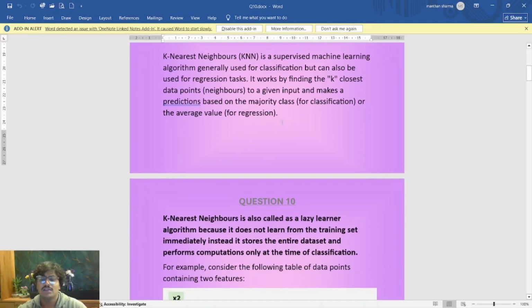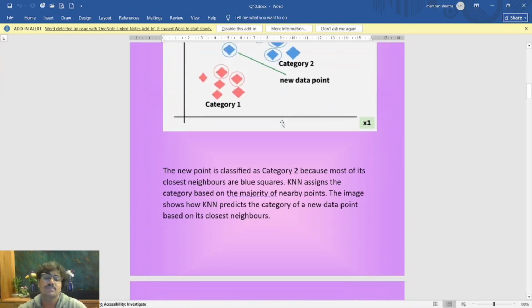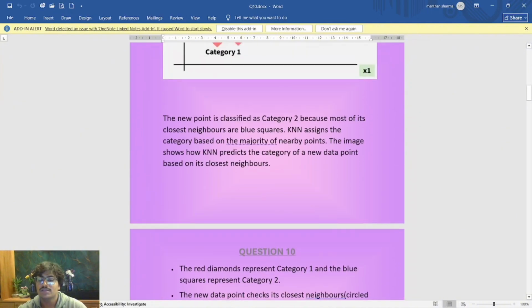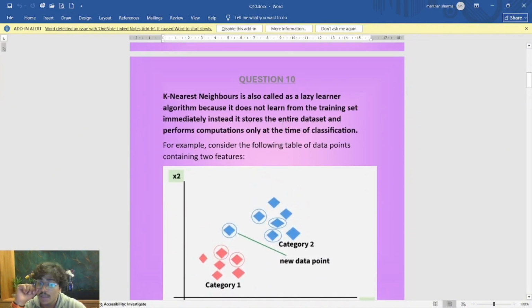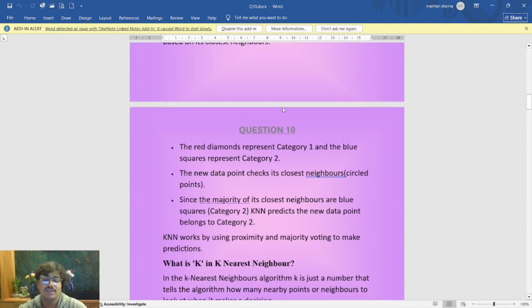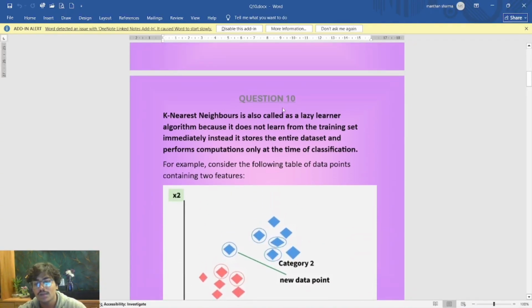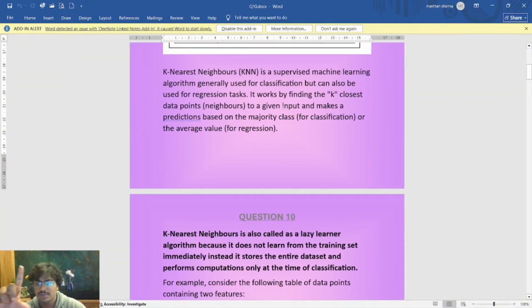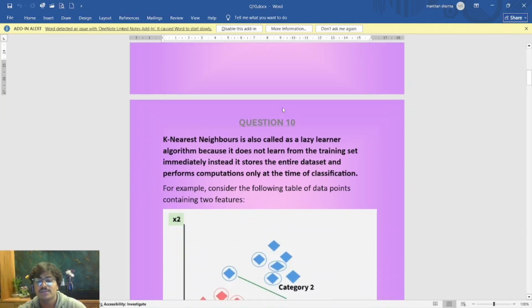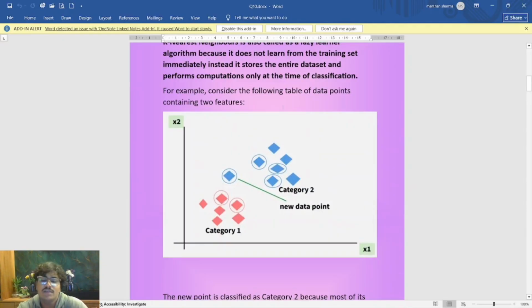So why is KNN called a lazy learning algorithm? KNN is considered a lazy learner because it does not learn anything during training. Instead of building a model in advance, KNN simply stores the entire data set. It waits until a prediction is needed, and only then does it calculate distances and identify the nearest neighbors. This means there is no training phase, but the prediction phase becomes slower because the calculation happens at that moment. That's why we call KNN a lazy learner.